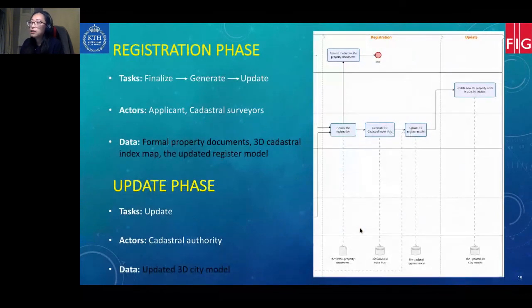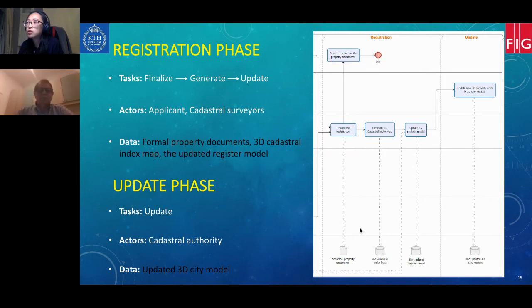And in the registration phase, the cadastral surveyor will finalize the registration of the new real property unit after the mandatory appeal period has ended and no appeals have been made. Finally, the applicant will receive the formal property documents and the property formation process ends. In the final phase, the cadastral surveyor will update the new 3D property units in the 3D city model after registration. So if the city or municipality has a city model, they could update the 3D city model.